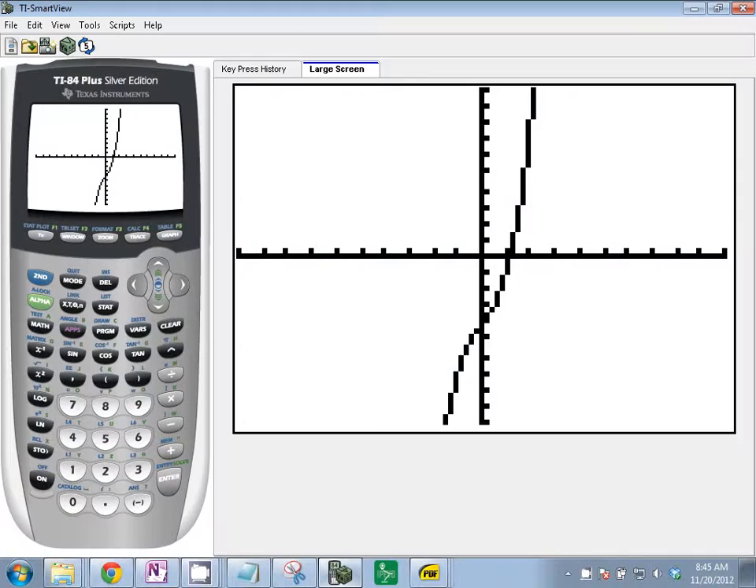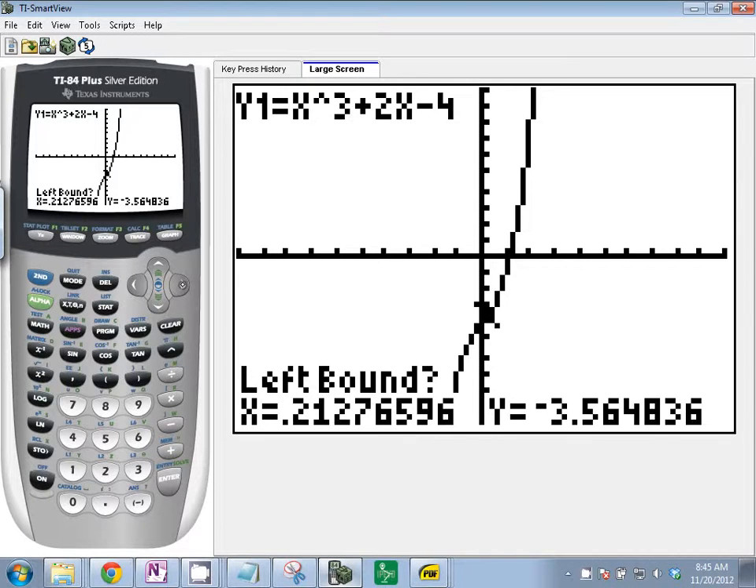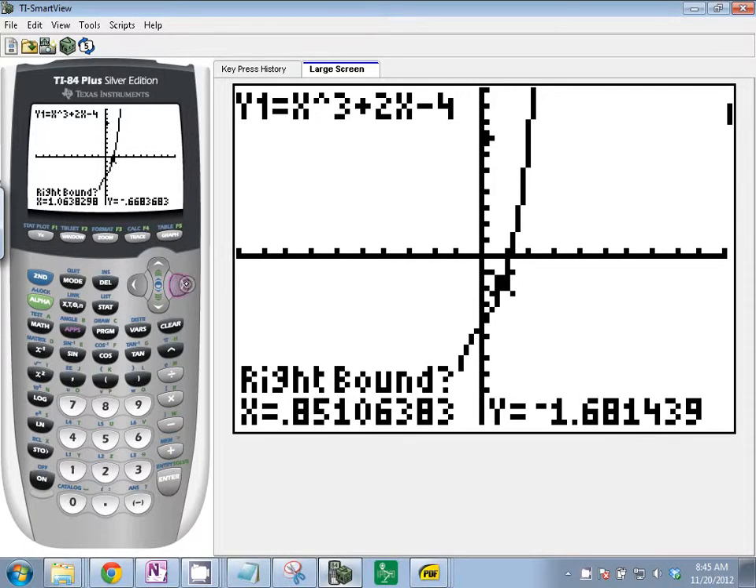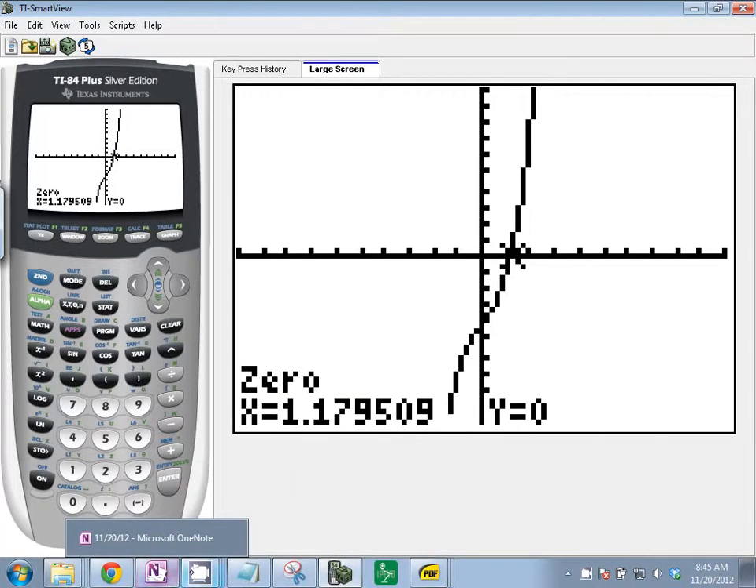Second, Calc. And then which one do I use? Zero. And it asks you for a left bound. And then it asks you for a right bound. And then it asks you for a guess. And look what we ended up with. How good is that answer? Is that pretty good?